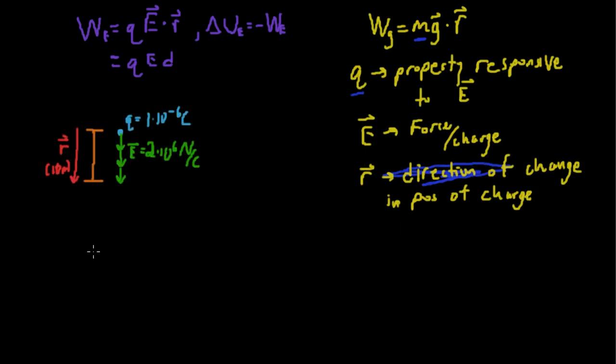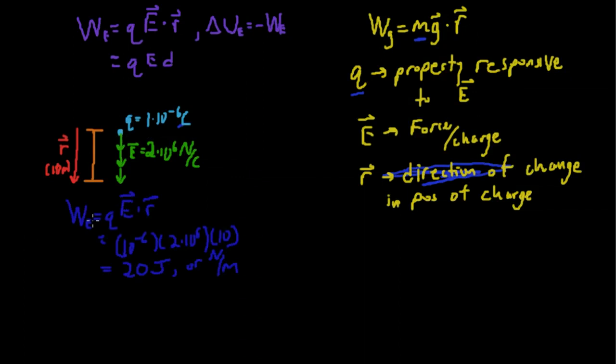And here I have a familiar diagram. This is going to be a 10-meter drop. That's this distance here. I have a charge q, which is going to be 10 to the negative 6th coulombs. And I'm going to put in an electric field of 2 times 10 to the 6th newtons per coulomb. And once again, just like the gravitational field, I'm going to treat this electrical field as being constant throughout all of space, at least all of the space that the charge might move through. So this charge is always going to experience that exact same electrical field.